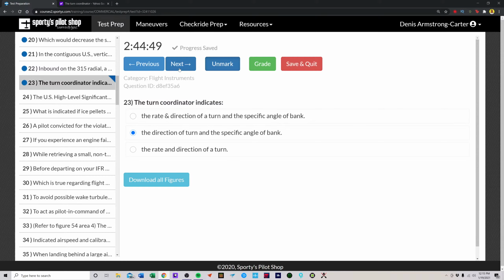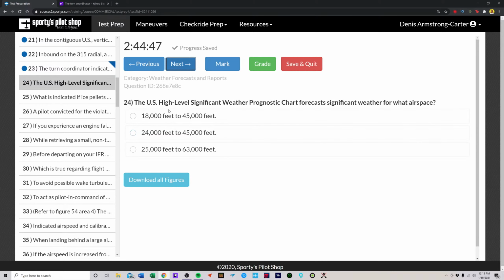So it's the middle one. The U.S. high level significant weather prognostic chart forecasts significant weather for what airspace? I've never had this question, guys, so we'll see what it is. But I'm gonna guess it's 18,000 to 45,000, because that's high level. That's above where you set your altimeter 29.92. And that's where airliners cruise usually, between those. So we'll go with that.